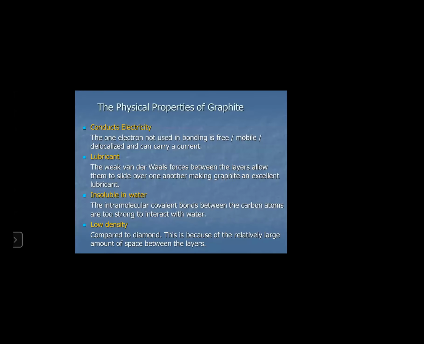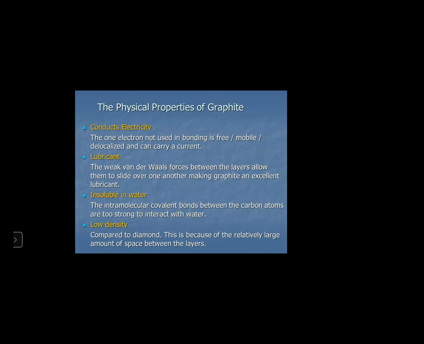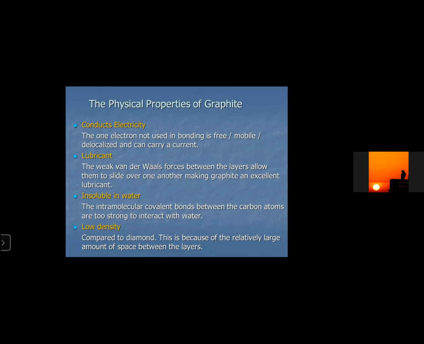The first thing is graphite. Now, onto the graphite. Graphite has some physical properties, that is, it conducts electricity. It is used as a lubricant. We have studied this. Graphite is used as a solid lubricant. This is because graphite has a layer-like structure, and because of this, the weak van der Waals force between the layers allows them to slide over one another, making graphite an excellent lubricant.